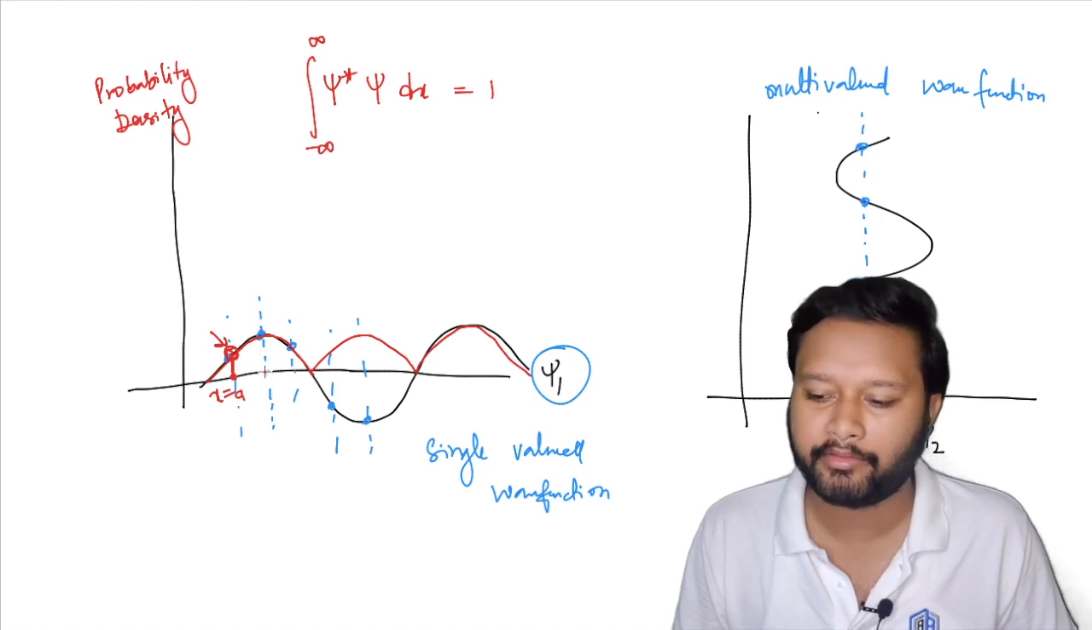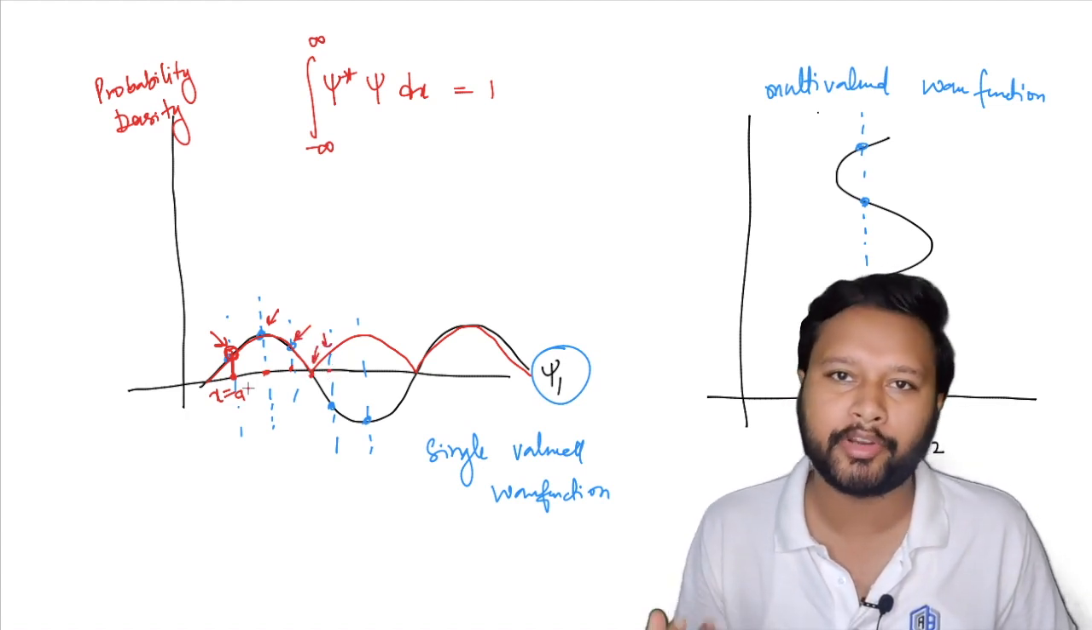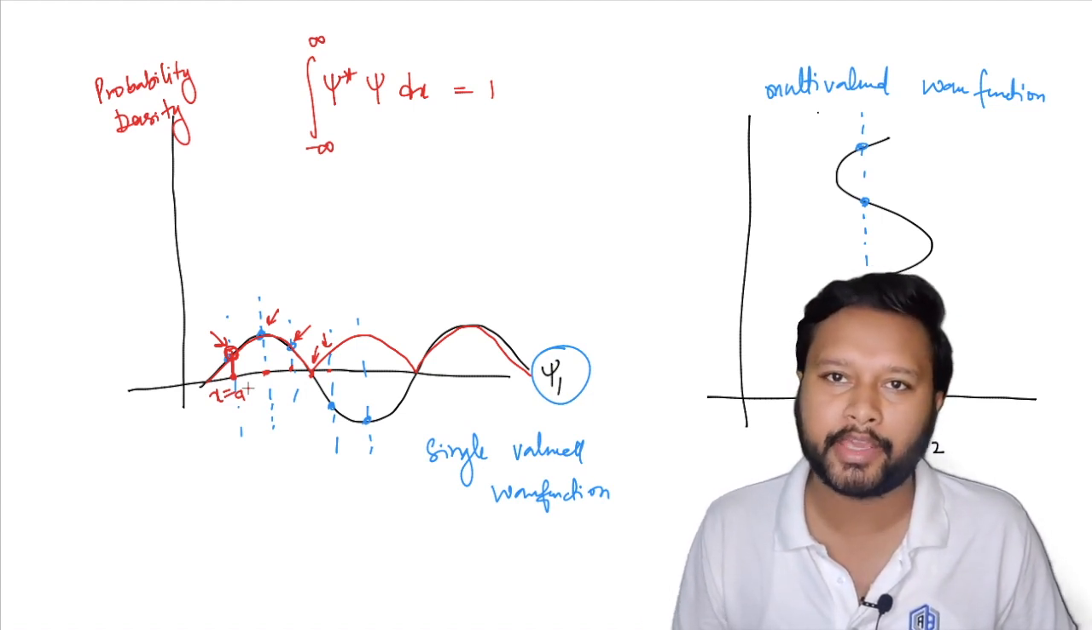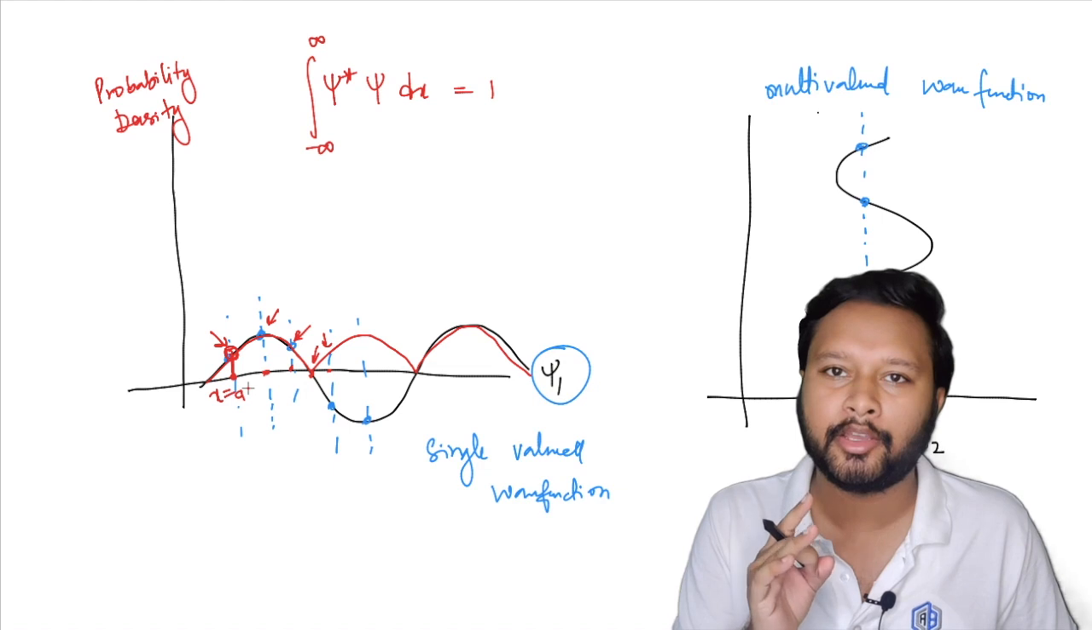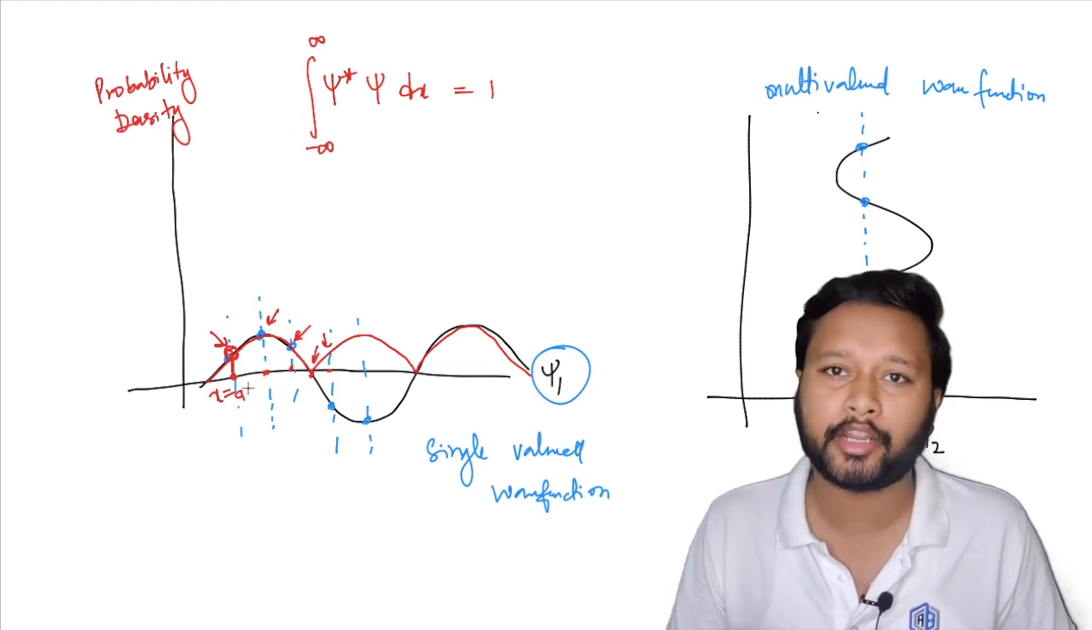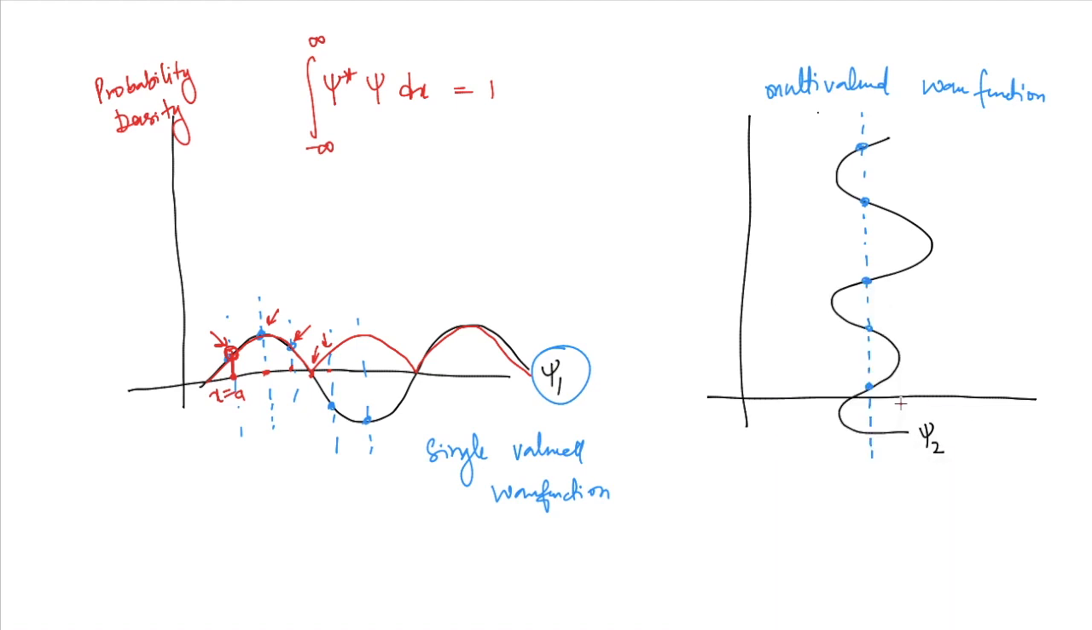At every different value of x, you will have different probabilities of finding the particle. It may be high, it may be low, it depends upon the wave function, but for every corresponding value of x, you will have a definite probability of finding the particle. Now let's try to figure out the same thing in psi 2. Will it happen or not?